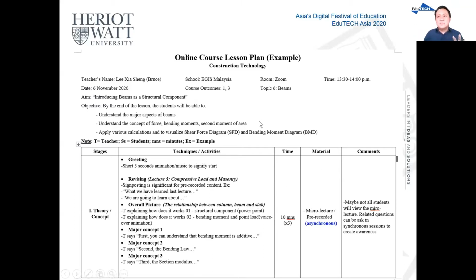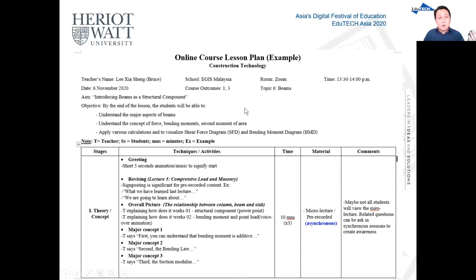First, the lesson plan should have all the significant information, such as the teacher's name, which school you are from, and the venue. Since this is an online and virtual class, it can be an LMS, such as Blackboard, and also you have the time and date. You also have the course outcomes that link to the specific lesson, and the lesson topic.